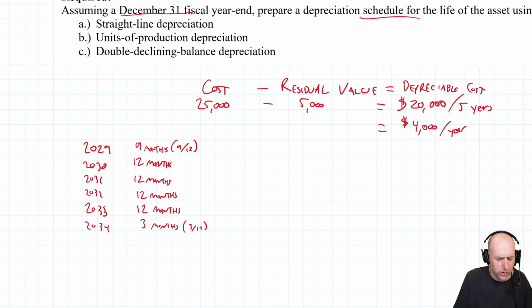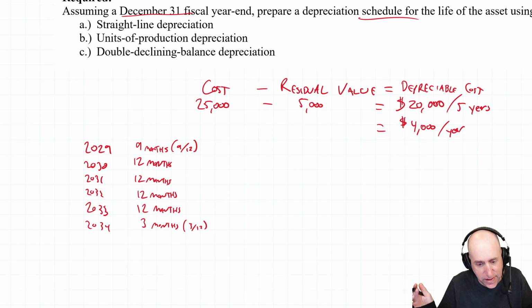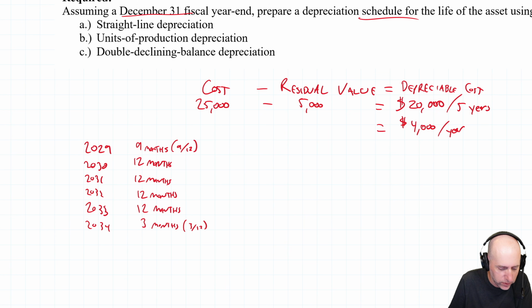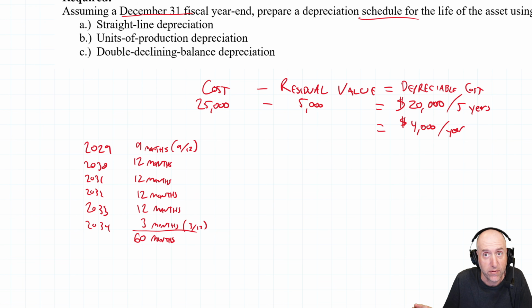Okay, so why did I do all that? Well, one, just to show you we're doing a schedule for the entire life of the asset. We haven't done something like this before, so it's useful to know how long we're owning it for, how long we're planning to own it for. In total, if you add this up, 12 plus 12 plus 12 plus 12, that's 48. 48 plus 9 is 57. 57 plus 3 is 60. Oh my goodness. Try that again. 60 months. So that is 5 years as sort of planned.